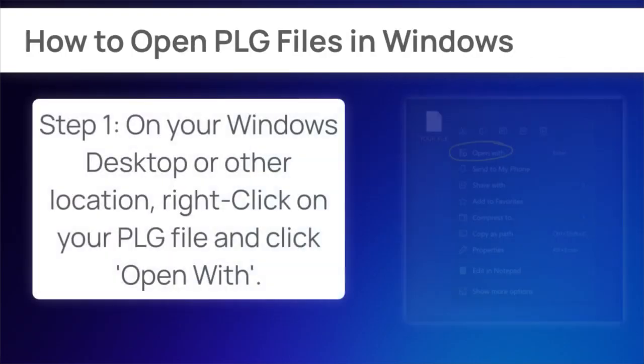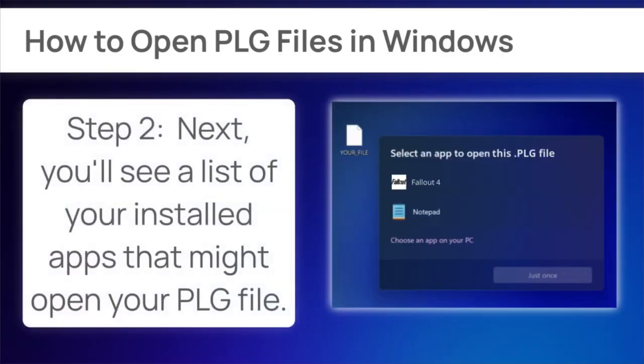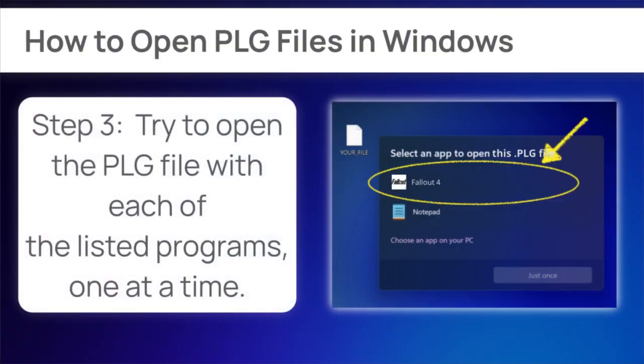Your most critical first action is the file association test. Right-click the PLG file and choose Open With. If Fallout 4 is on your machine, test it. If not, choose another program. We must find the right software.